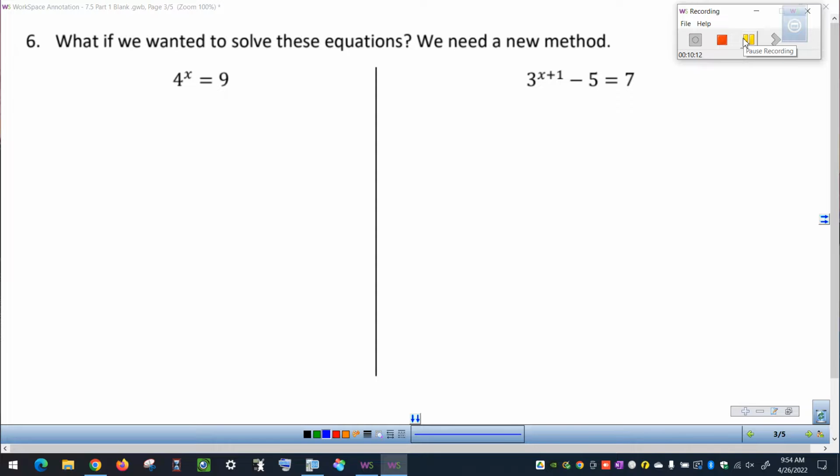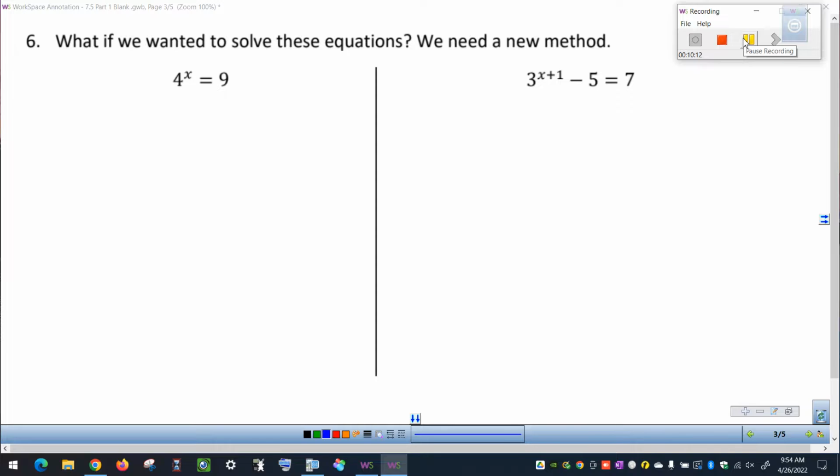All right, so looking at these next couple of equations, we're going to see very quickly that we need a new method to solve them. The same base method doesn't always work. In this first problem, 4 to the x equals 9. Well, if we think about that base of 4 on the left side, we could rewrite it as a base of 2. 2 squared is equal to 4.